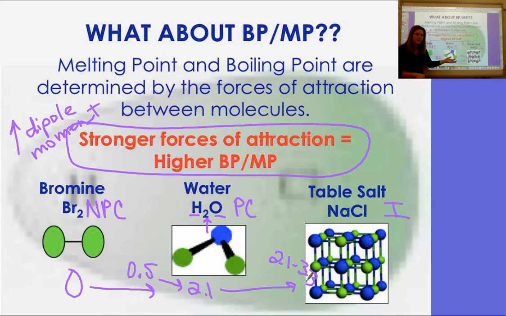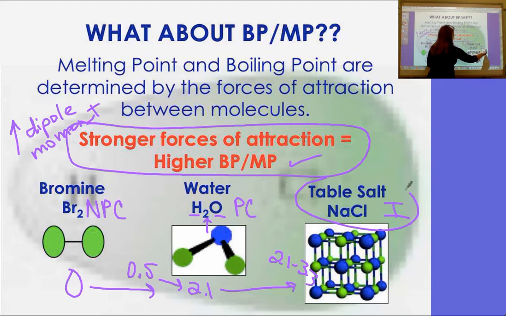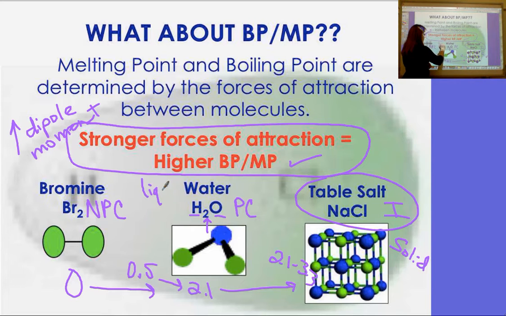The higher the number, the stronger the attraction. The stronger the attraction, the higher the melting and boiling point. So ionic will be the strongest, and therefore have the highest melting and boiling point, which is why this exists as a solid at room temperature. Water is a liquid, and bromine, not so much, but all the other diatomics exist in the gas form.